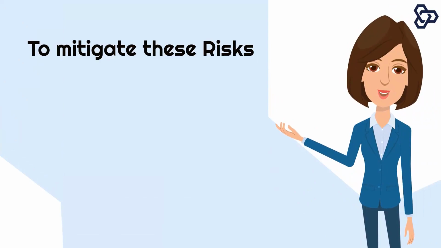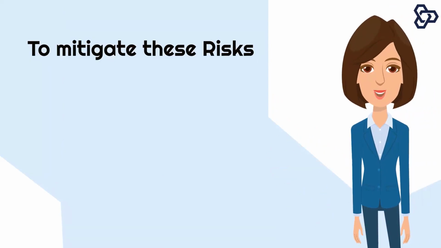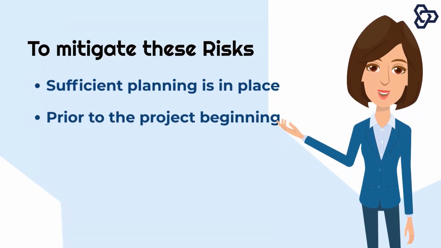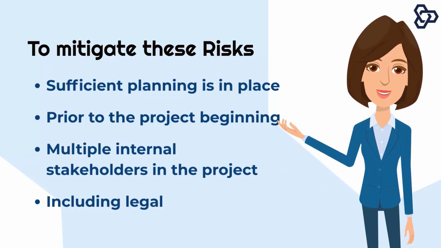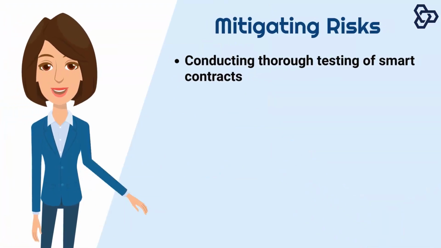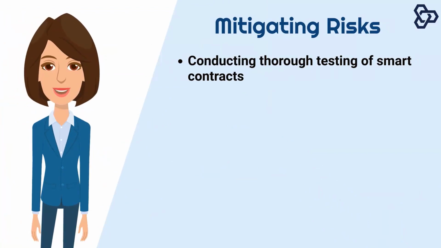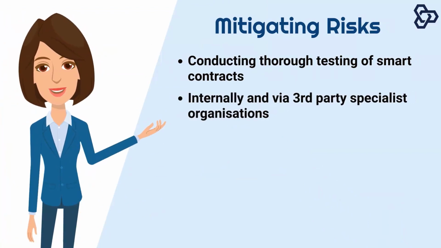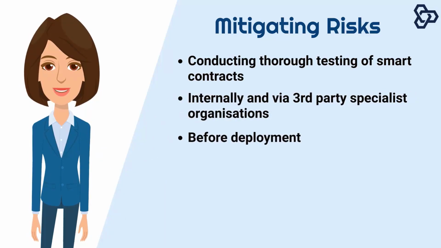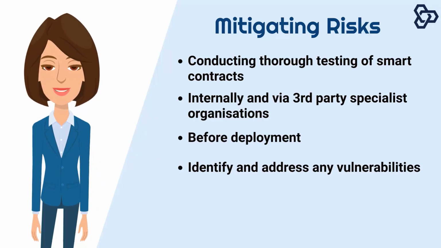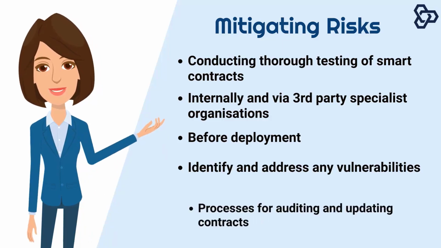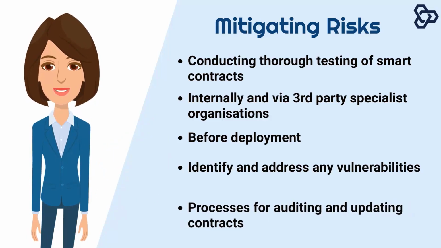To mitigate these risks, businesses need to ensure that sufficient planning is in place prior to the project beginning. Involving multiple internal stakeholders in the project, including legal, will be essential. Conducting thorough testing of smart contracts both internally and via third-party specialist organizations before deployment to identify and address any vulnerabilities is critical. Clear protocols for smart contract management, including processes for auditing and updating contracts, is also needed.